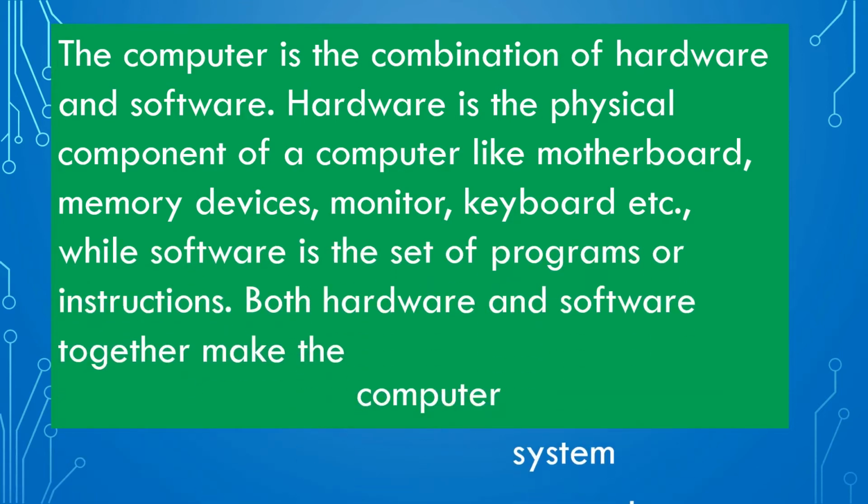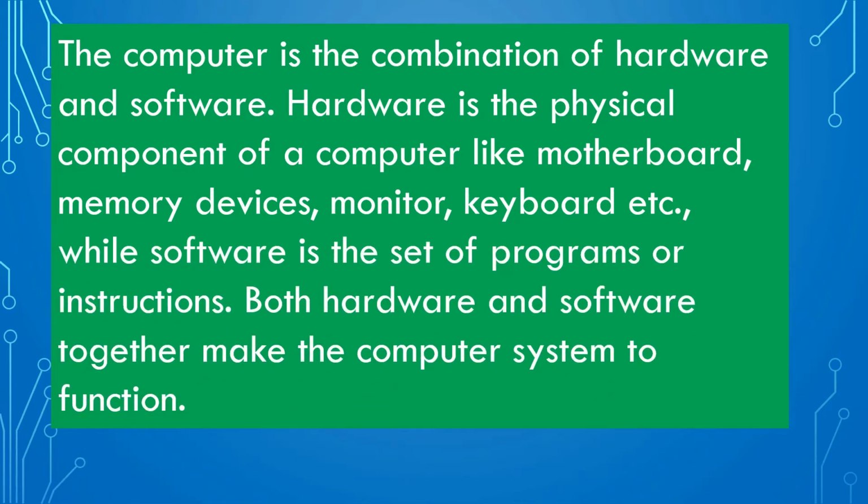What is hardware? Hardware means what we can see through our eyes. Yes, motherboard, memory device, monitor, keyboard are examples of hardware, while software is a set of programs or instructions. The program or instruction is given to the computer through binary codes. Binary codes means zeros and ones. This is understood by the computer only. So both hardware and software together make the computer system function.